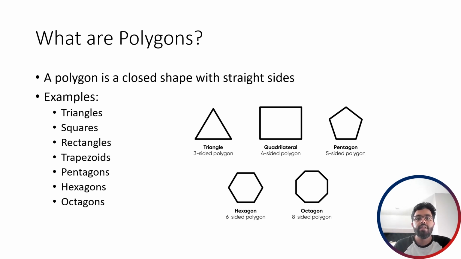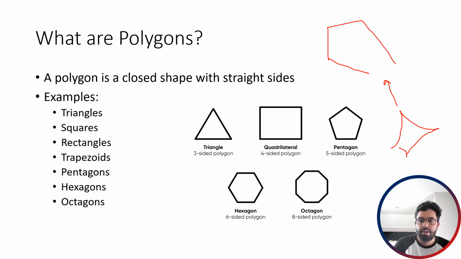A polygon is a closed shape with straight sides. Now what does that mean? Sounds pretty straightforward, but basically it has to be a shape that doesn't have any openings. So for instance, something like this is not a polygon because there's an opening right here, and something like this is not a polygon because it's got curved sides. So neither of those would be considered polygons, but all the shapes in black here would be considered polygons because they're closed shapes, so there's no gaps anywhere, and all the sides are straight. There's no curvy, bendy sides making up any of these shapes.